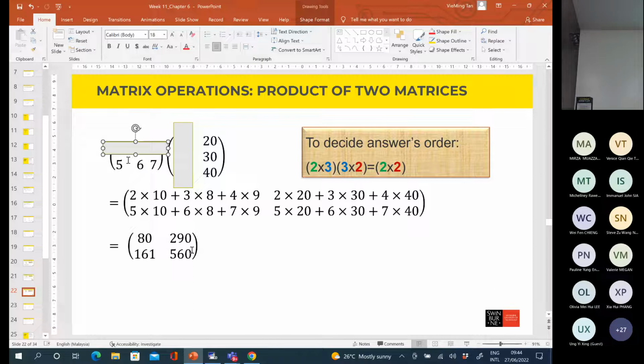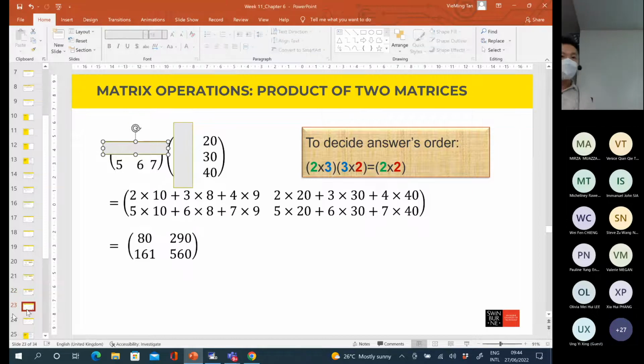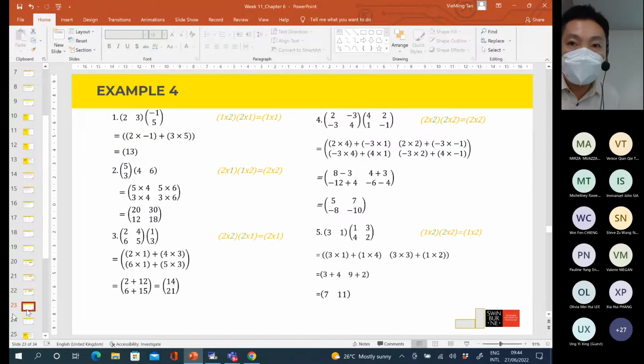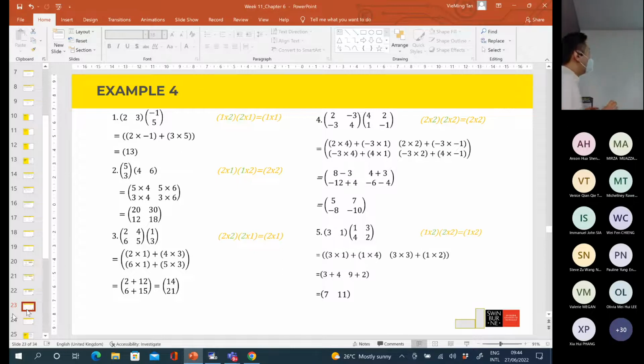So if involving multiplication of two matrices, you really have to plan properly before we perform the multiplication. I think we do this one together, because the format of the matrices can be different for both matrices. So let's try to perform together. First question.